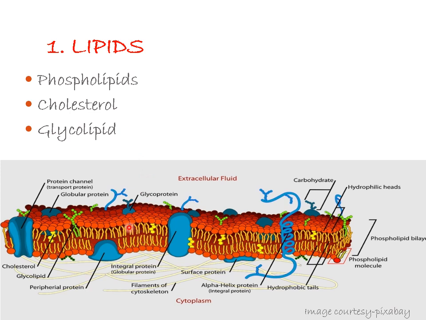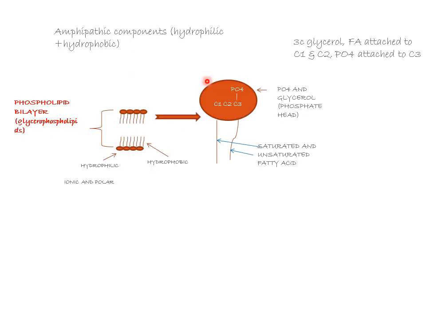So lipid is present in the plasma membrane in three forms. One is phospholipid, which makes a bilayer, then cholesterol embedded within the phospholipid bilayer, and glycolipid, where lipid is bound to carbohydrate. This is a lipid bilayer structure. In the cell membrane, there is a lipid bilayer and intercalating proteins. So this lipid bilayer is also called the phospholipid bilayer.